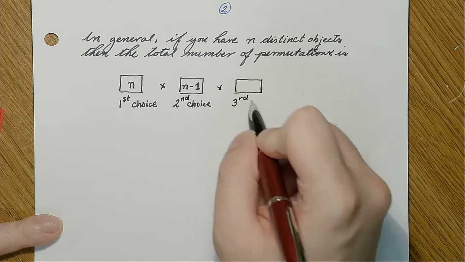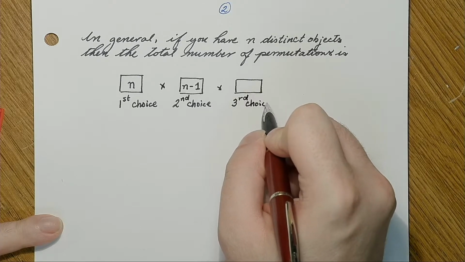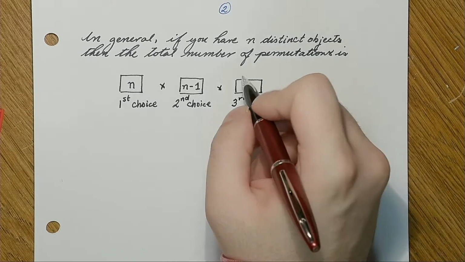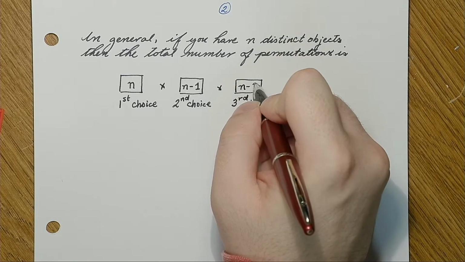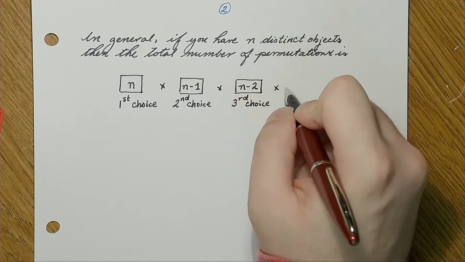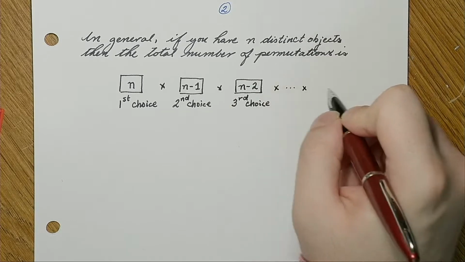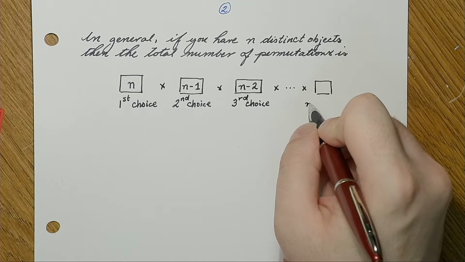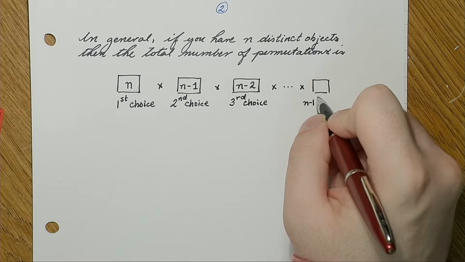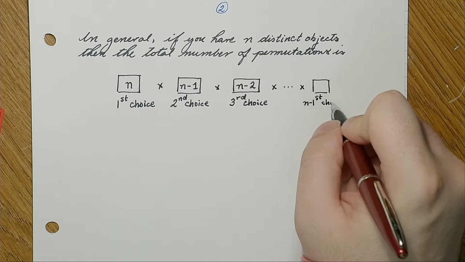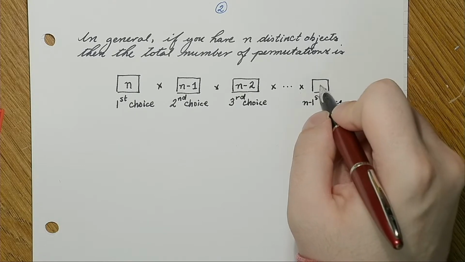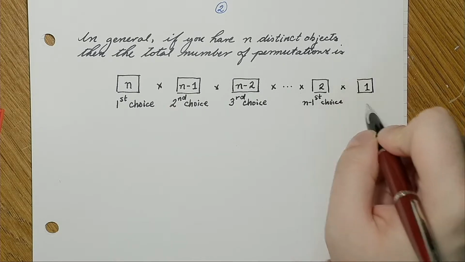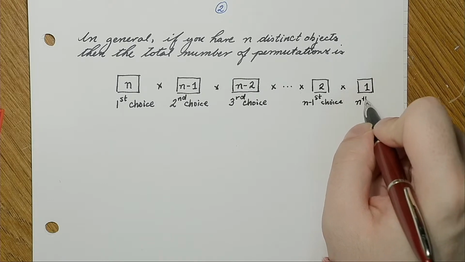So this is a very powerful technique that we're using in math. We start out with a very simple problem, and we try to abstract it. And hopefully it extends. So this one would be the n minus first choice. So that would be 2 times 1, the nth choice.